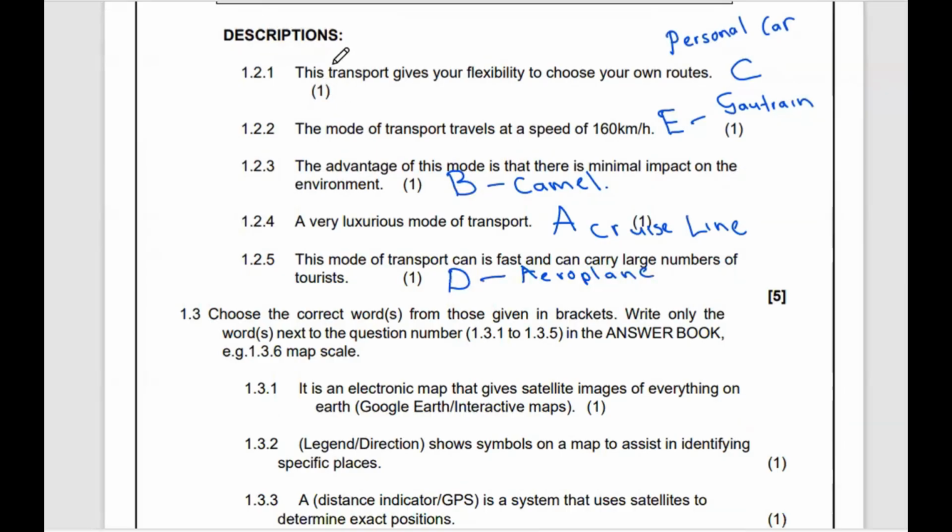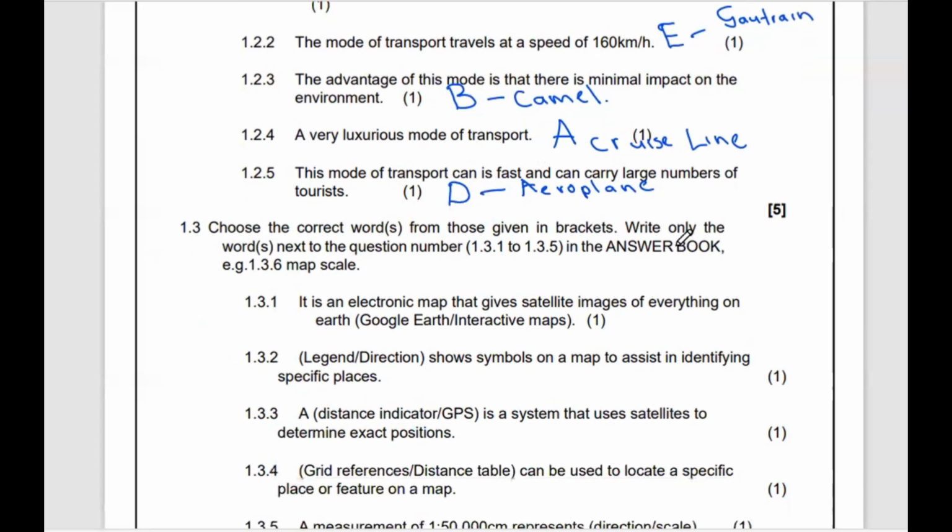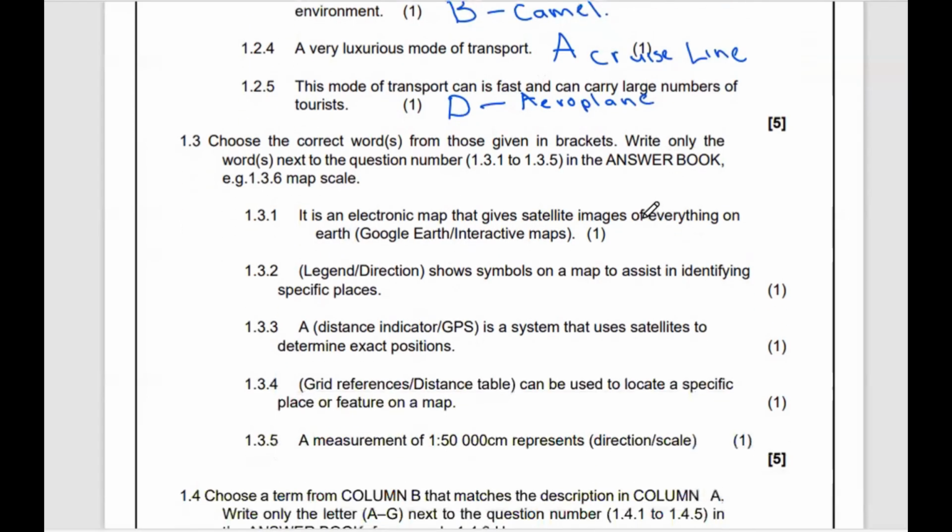1.2.1, this transport gives you the flexibility to choose your own route. That will be a personal car. The mode of transport which travels at a speed of 160 kilometers per hour, we have train. The advantage of this mode is that there is minimal impact on the environment, that's the camel. A very luxurious mode of transport, that is a cruise liner. Then a mode of transport that is fast and can carry large numbers of tourists, that will be your aeroplane. So that is 1.2. Moving on to 1.3.